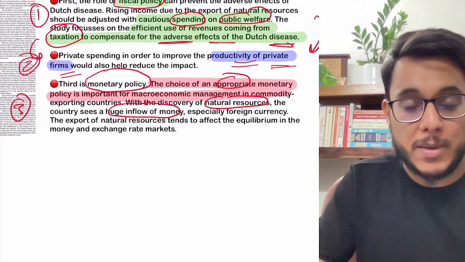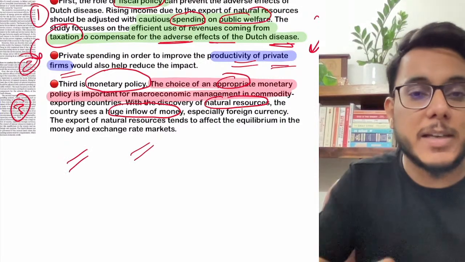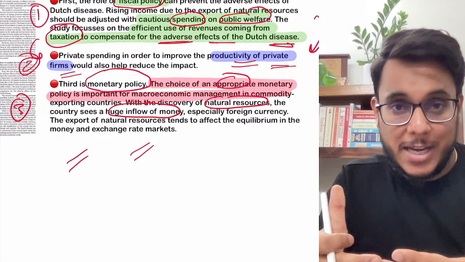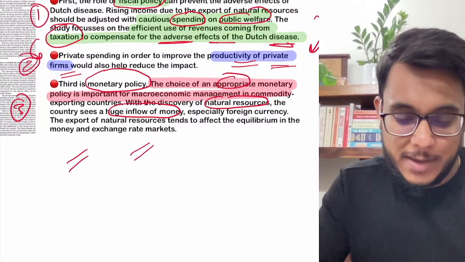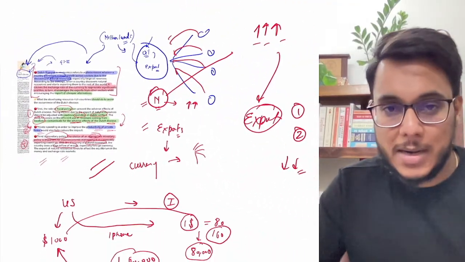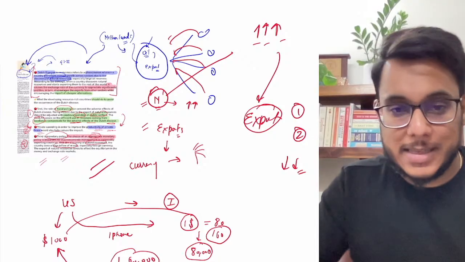A huge inflow of money will be there, and the currency is going to be appreciated. So the central bank needs to intervene and make sure that their currency's value does not impact the exports in a substantial way. So this is something that should be done. That is all guys about this particular article. I hope that you have understood it. Now we'll be moving to the next article.